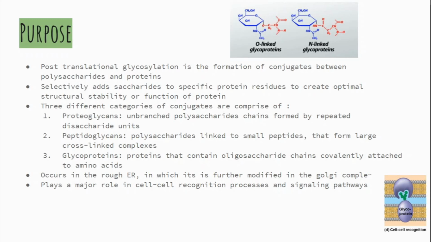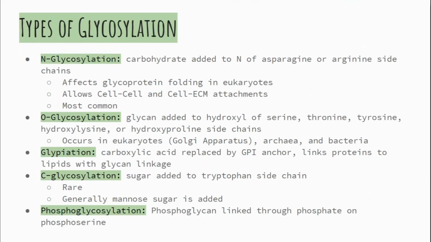One thing to remember is that this process occurs in the rough endoplasmic reticulum, in which it is further modified in the Golgi complex. One thing to note is that post-translational glycosylation plays a major role in the cell-to-cell recognition process and in signal pathways. There are many different types of glycosylation, and there are 5 common ones that we're going to discuss in this presentation.